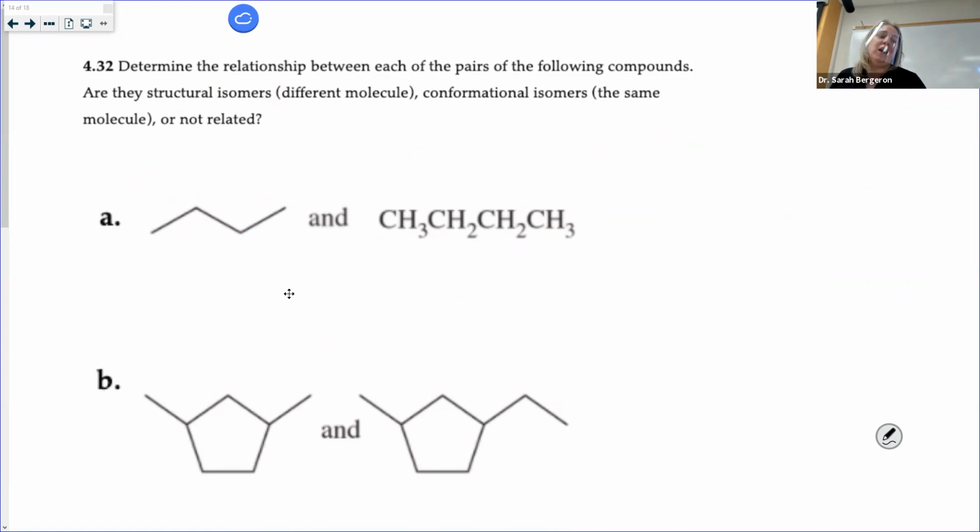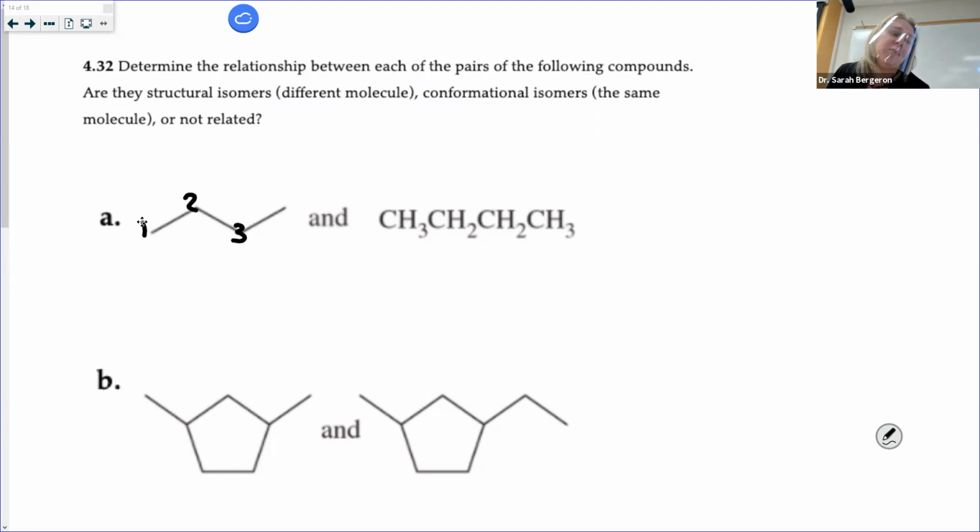Are they structural isomers, conformational isomers, or not related? So what should you do when you're looking at these problems? What's the first thing Dr. B always tells you to do? Count your carbons, count your carbons.